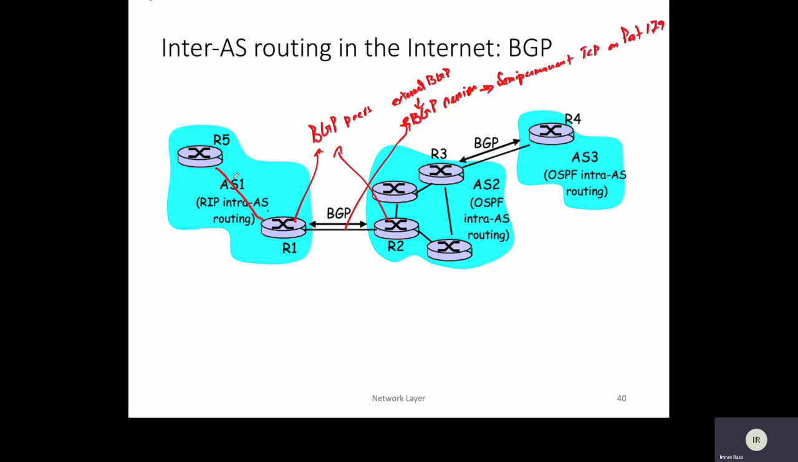BGP. Also, the session between these two routers, for example, router R5 and R1 in this autonomous system, is known as IBGP or internal BGP sessions. We call it internal BGP session, or we call it IBGP.